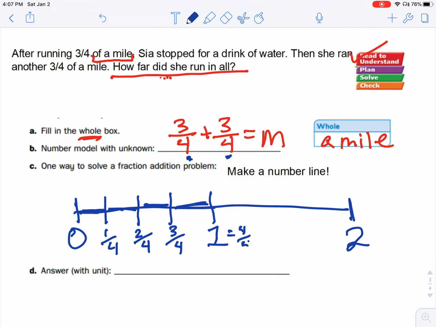And then, can you help me keep going? What would the rest of the number line look like? Pause and try drawing it on your paper. See if you could keep going.